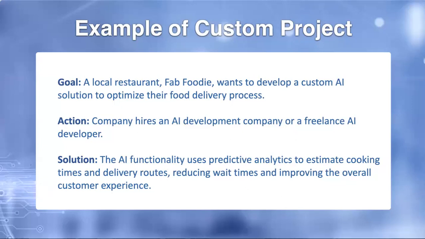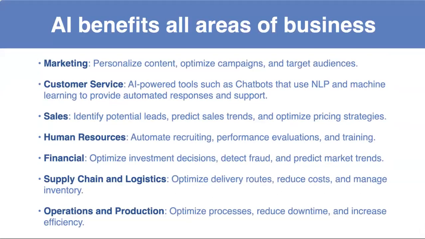So at the end of this, the Fab Foodie should have an AI functionality that uses predictive analytics to estimate cooking times and delivery routes, reducing wait times and improving the overall customer experience. So that's just a quick snapshot of what that might look like. I want to tell you, I know a lot of the tools I'm going to show you right now are either for upstarts or in a marketing angle, but AI benefits all areas of business.